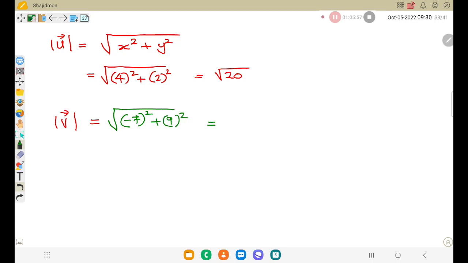You can check the number. 7 power 2 means 49 plus 9 power 2 means 81. So root 130. You can write the point number also.